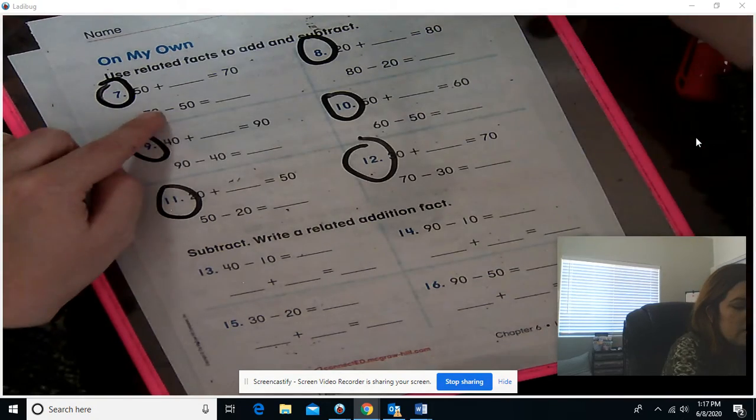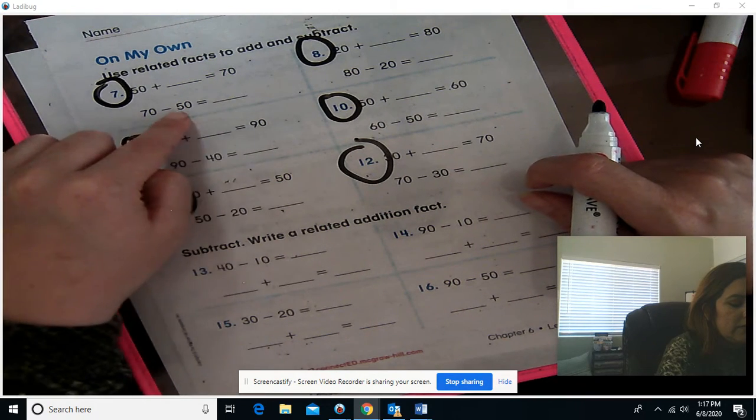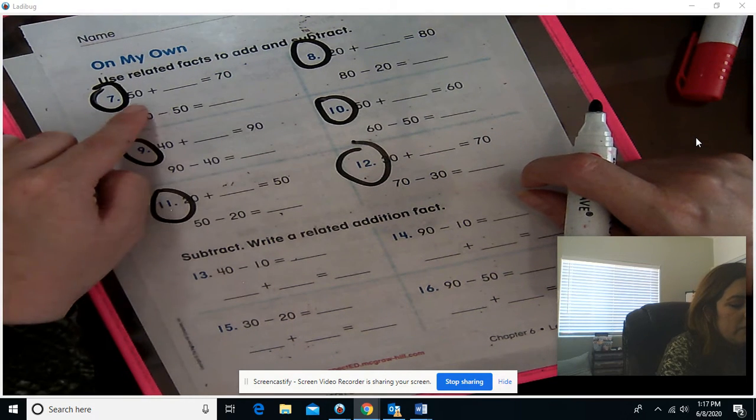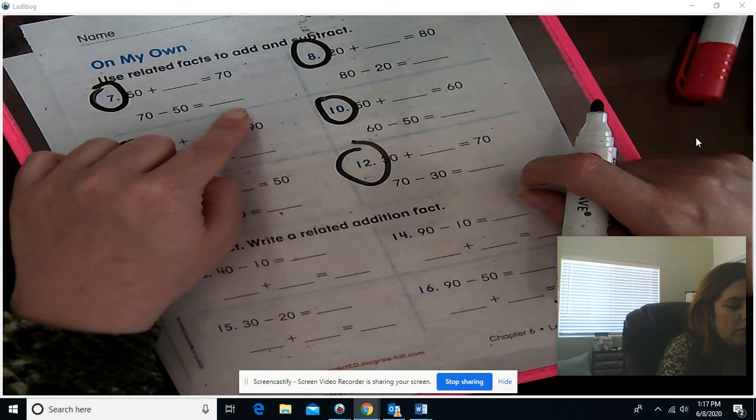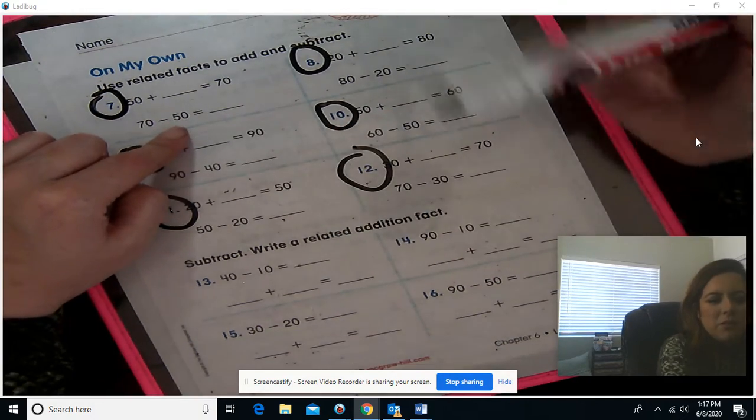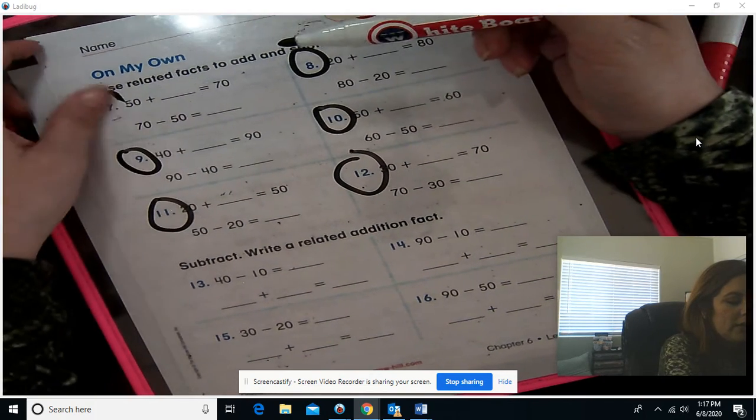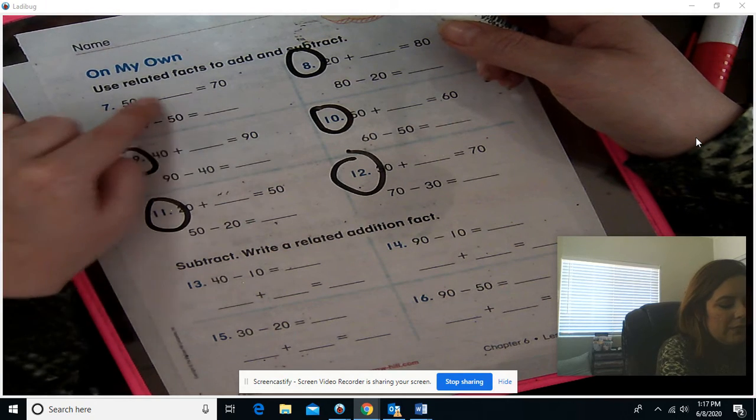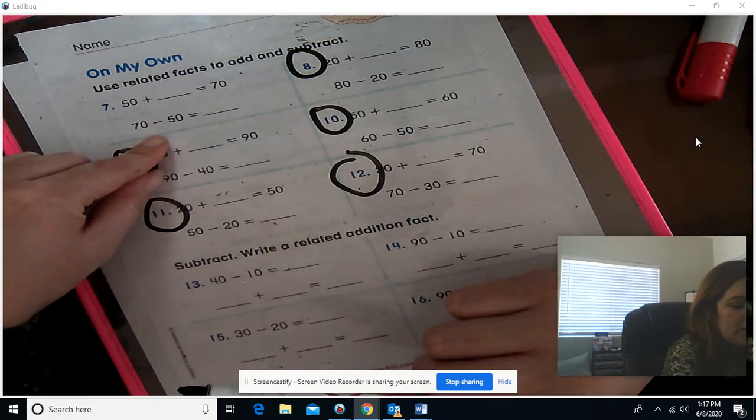Let's do number 7. So number 7 says 50 plus blank equals 70. 70 minus 50 equals what? So these two are going to be the same, right? So we have part plus part equals whole. Whole minus part equals part. So we know that these two are the missing parts. I'm going to do my subtraction first because for me, it's easier to find the answer than to find a missing part in between. But you can look at that missing part and say, okay, 50 plus what is going to equal 70? 5 plus what equals 7? Okay. But I'm going to start with my subtraction.